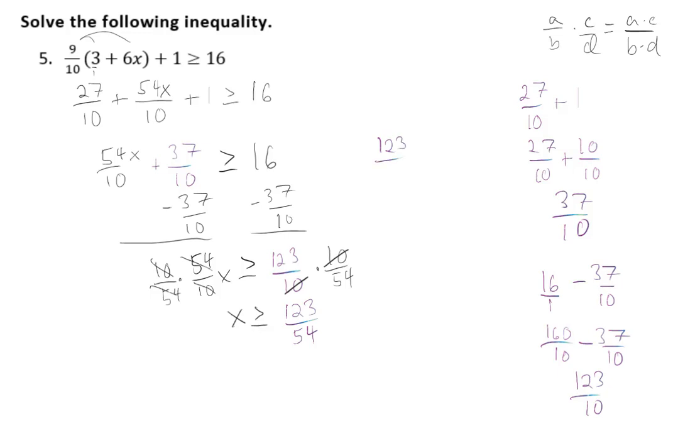123 over 54. 123 is 41 times 3, and 54 is 18 times 3. So when those 3's cancel out, we're left with x is greater than or equal to 41 over 18 after you take out that multiple of 3. All right, let's look at another example.